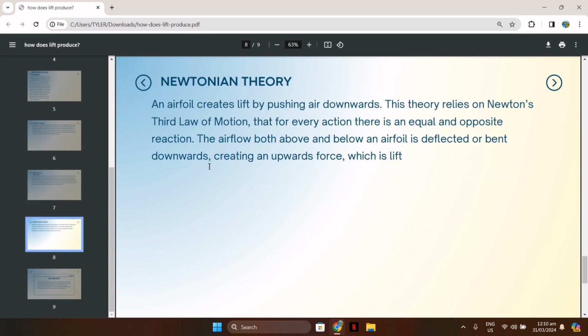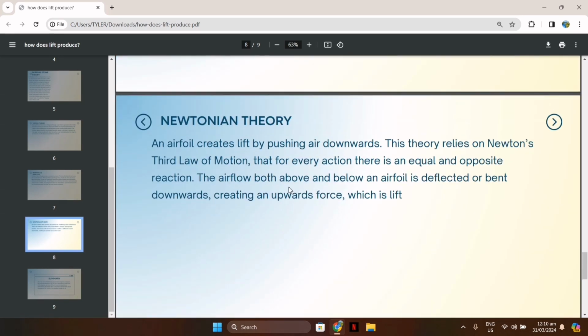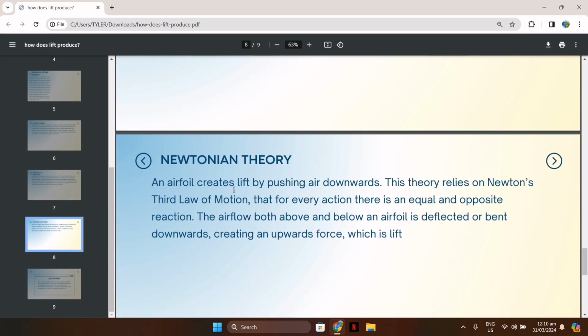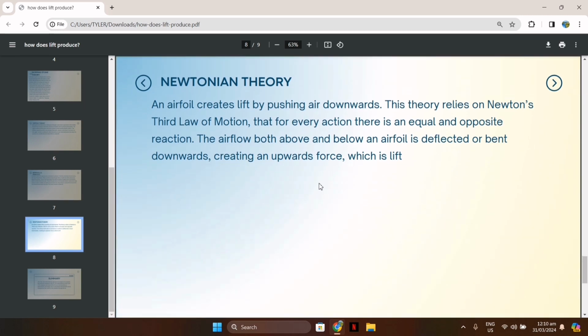The last one is the Newtonian theory, also known as Newton's theory. An airfoil creates lift by pushing air downwards. This theory relies on Newton's third law of motion, that for every action there is an equal and opposite reaction. The airflow both above and below an airfoil is deflected or bent downwards, creating an upwards force, which is lift.